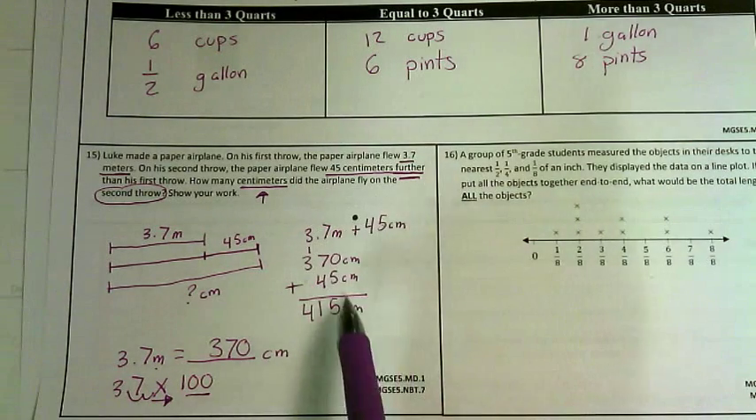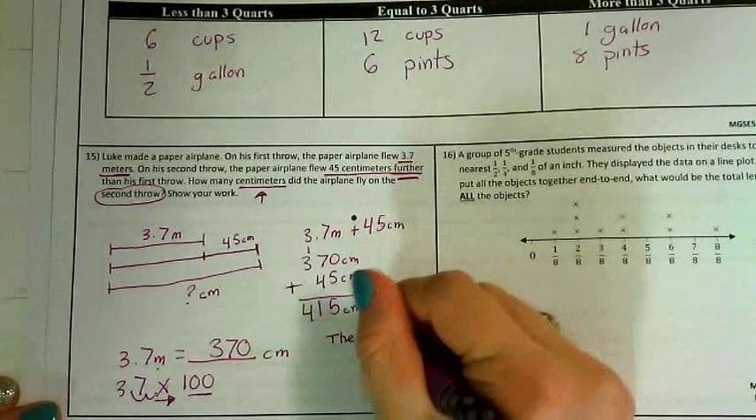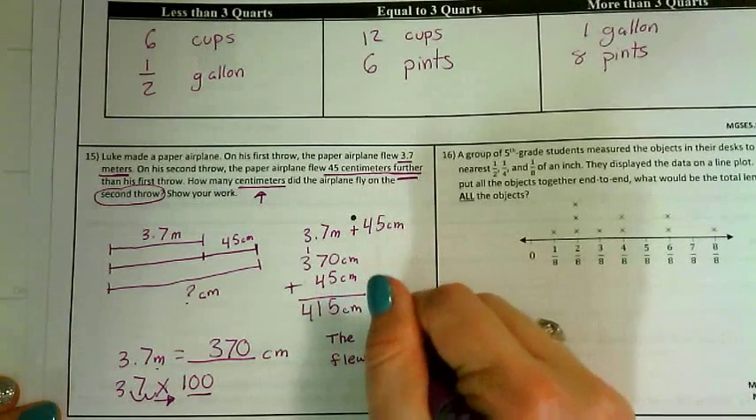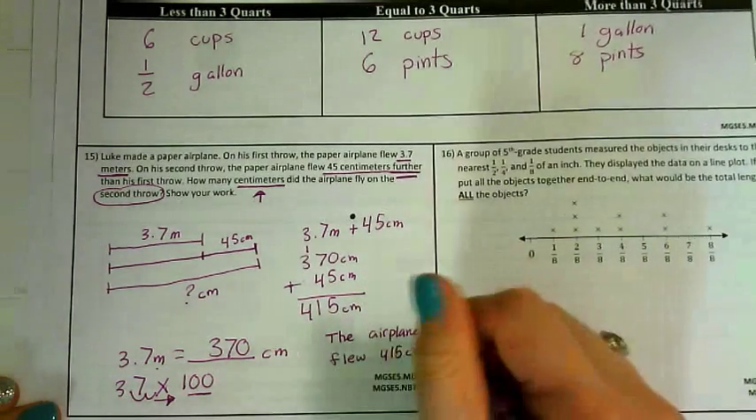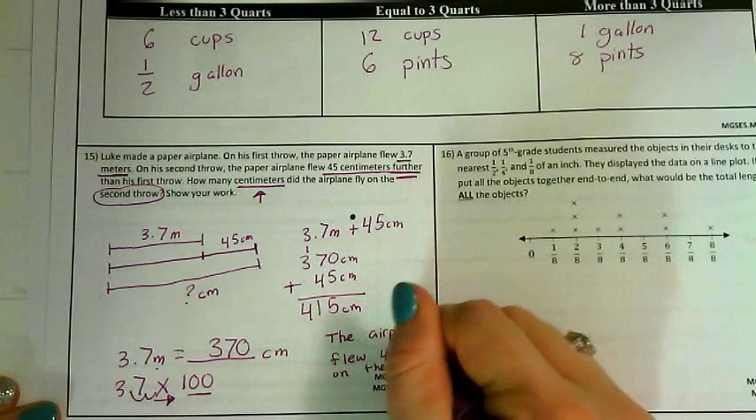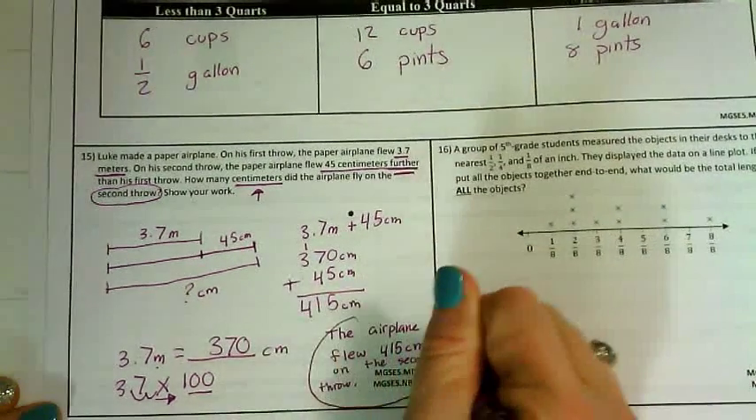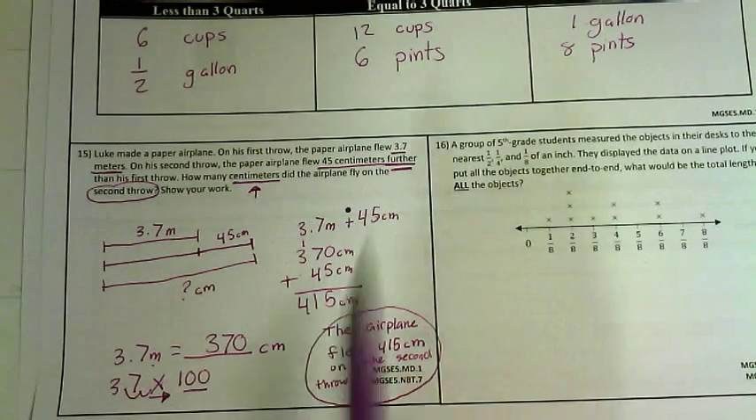But if I have words in my problem, I need words in my answer. So I'm going to say the airplane flew 415 centimeters. It is so important that you put your units on the second row. And I'm going to circle it so that Miss Ross does not have to hunt for my answer. Okay? So that was how to do number 15. The key for that one is to remember that I have to have common units in order to add.